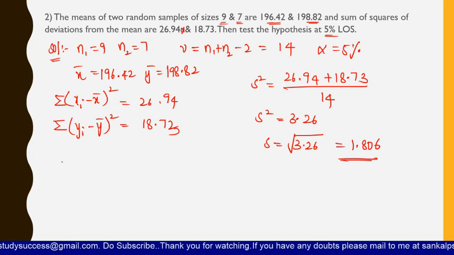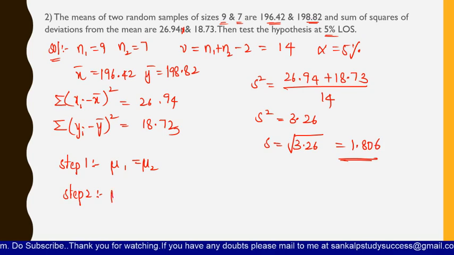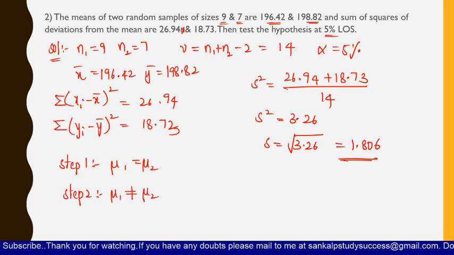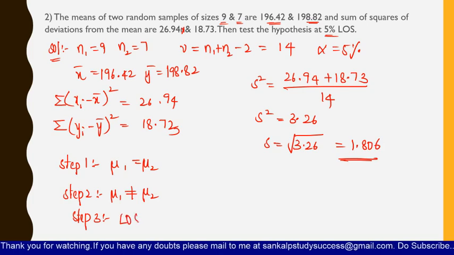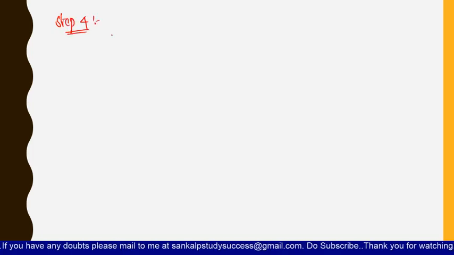Now let us proceed step by step. Step 1 is the null hypothesis, where mu1 is equal to mu2. Step 2 is the alternative hypothesis, where mu1 is not equal to mu2. Step 3 is the level of significance, alpha, which is given as 5%. In step 4 we find the test statistic, t equals x bar minus y bar divided by s into square root of 1 by n1 plus 1 by n2.